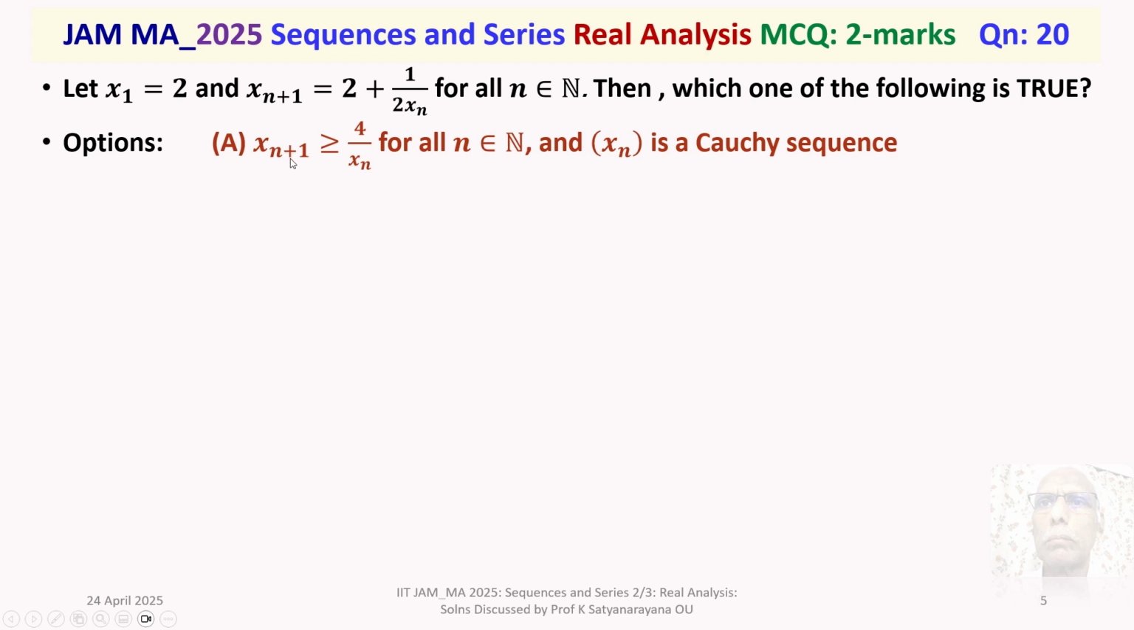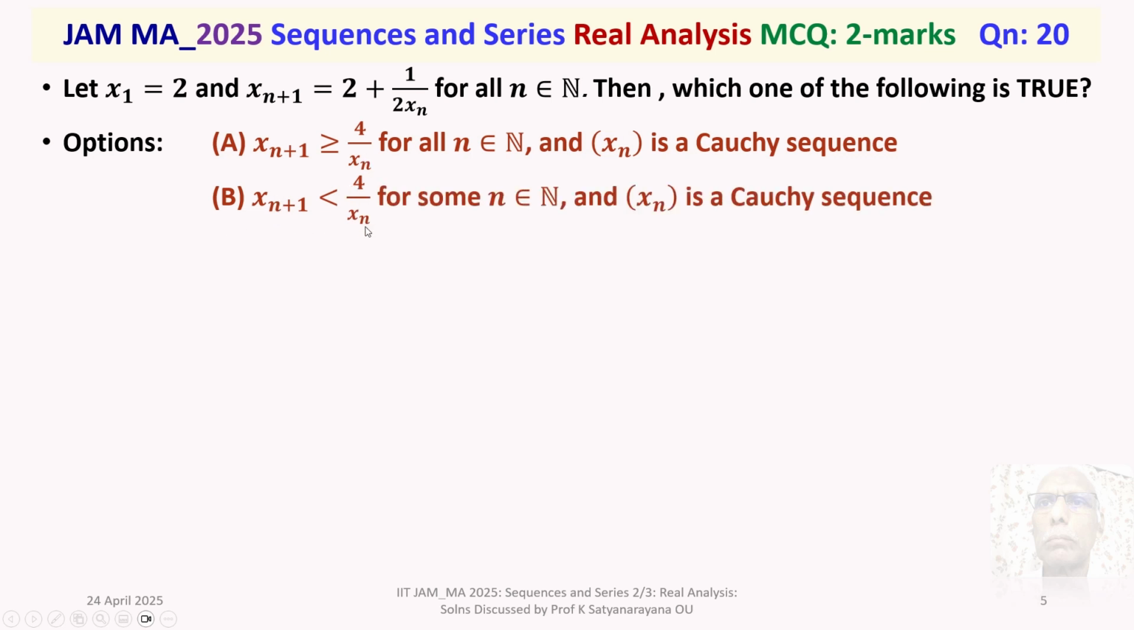Option A, xn plus 1 greater than or equal to 4 by xn for all n belongs to N, and xn is a Cauchy sequence. Option B, xn plus 1 less than 4 by xn for some n belongs to N, and the sequence xn is a Cauchy sequence. So these are the 2 items that are intertwined, option C and option D also.